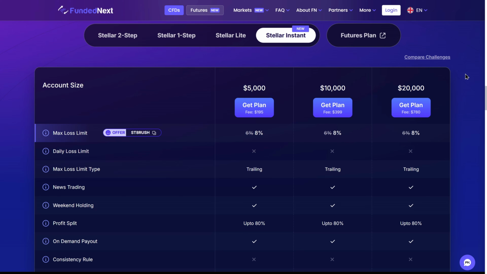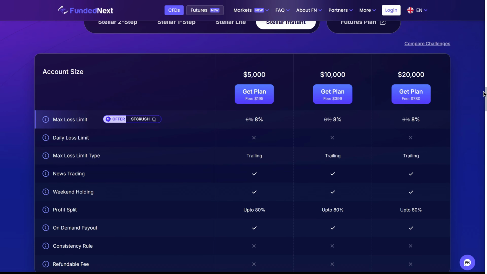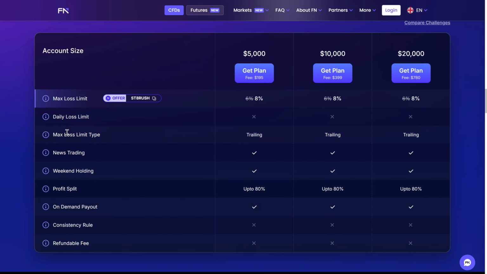All right. Now, without passing an evaluation, on the Fundedness account, what do we have here? We have an instant funding, and as you can see right now, it is new. On the instant funding, we have a maximum loss of 8%. They changed it from 6% to 8% recently, and they have account balances from $5,000 to $10,000 and up to $20,000. Right now, for me, I'm going to be going for the $20,000. If I really want to make money, if I want to make $1,000 a day, I will really be going for the $20,000 account. And as you can see, we have the maximum loss limit.